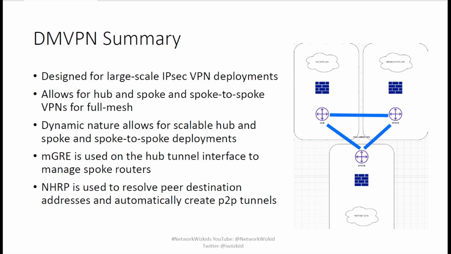Now DMVPN is dynamic, and it allows us to achieve that full mesh or partial mesh deployment by making use of GRE. We can use mGRE, which is going to allow us to make use of DMVPN in a dynamic nature in the first place, and we can use a mix of mGRE maybe on the hub, and then if it's a hub to spoke deployment, we would look at GRE on the spokes.